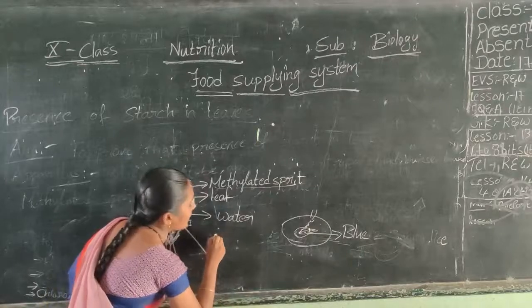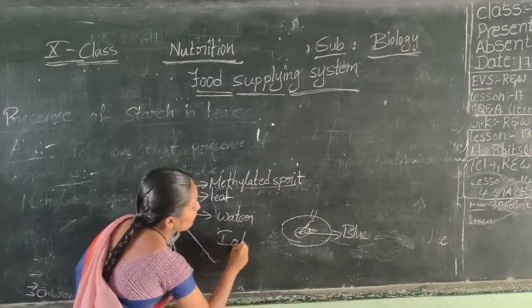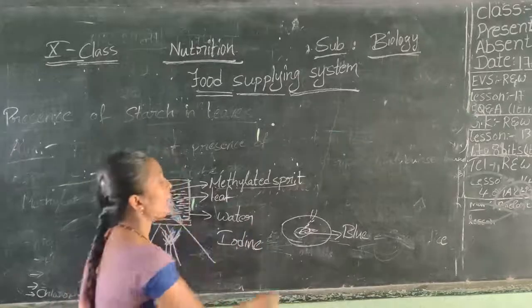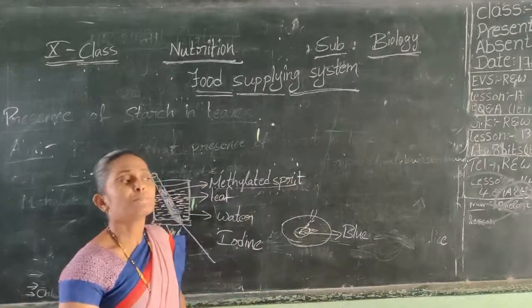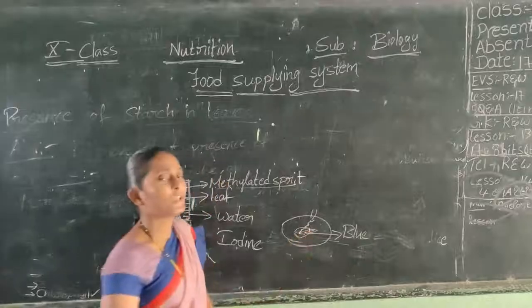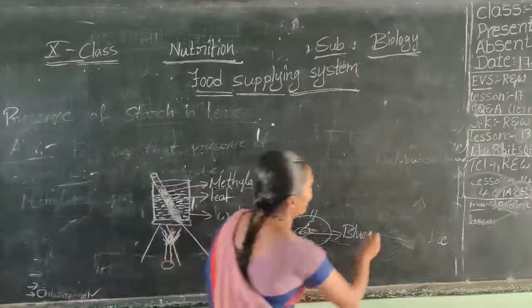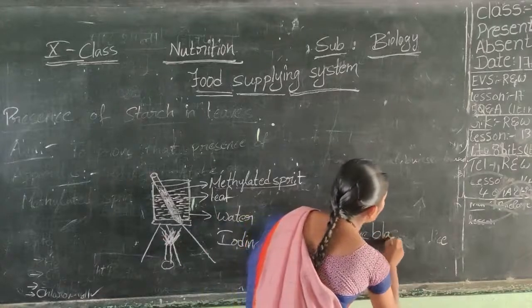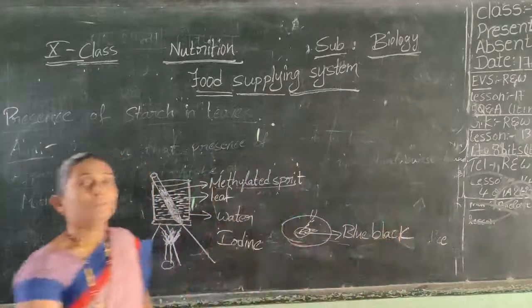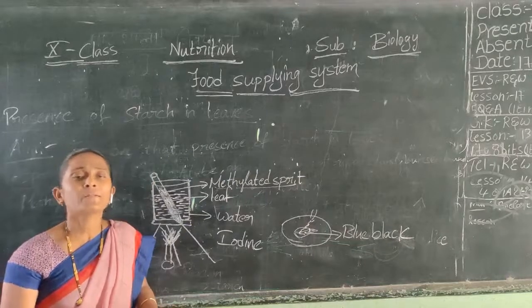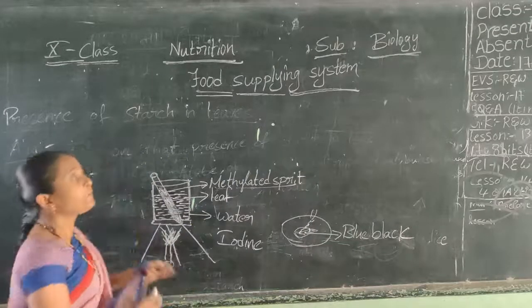Actually, tincture iodine is brown in color. So when you add it to this pale white leaf, automatically that leaf turns into blue-black color. So what does it indicate? The leaves have the ability to prepare the food by using different factors.